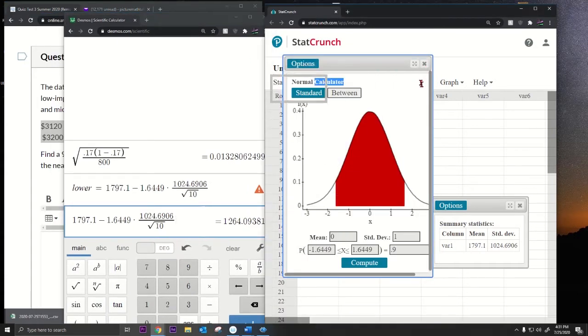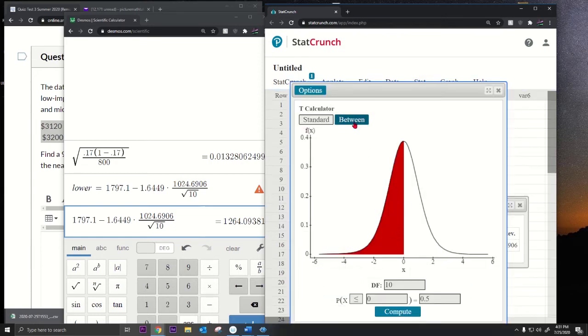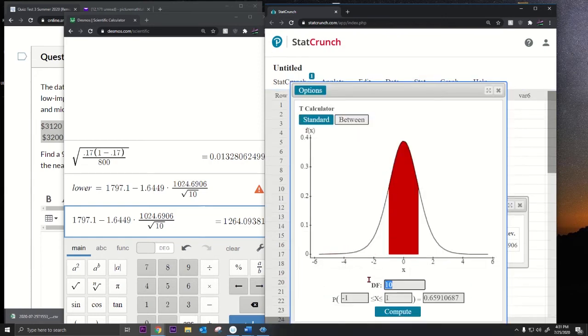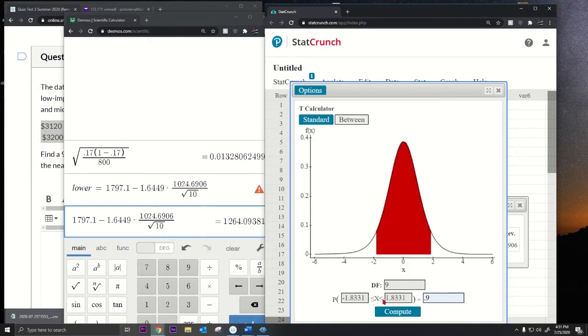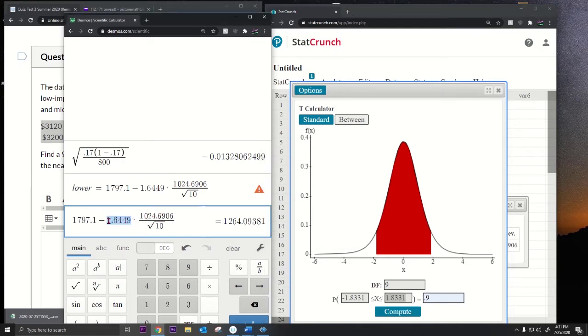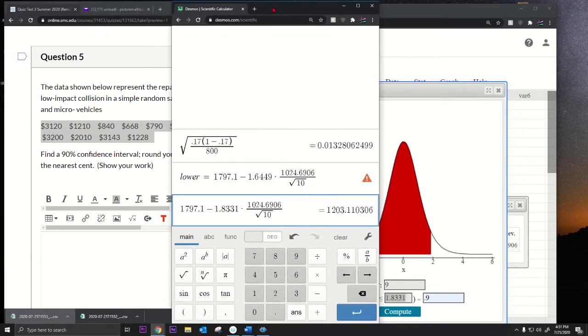So I need to close this. I need to go to Stat, Calculator, t distribution, go to between, and then put, what's the sample size? Oh, the degrees of freedom, 9. Then I'm going to put 0.9 over here and press compute. There you go, 1.8331. Control C. And now the beauty of Desmos is it allows you to just replace stuff like that, and there you go. I'm glad I checked that one. So that is the real answer.